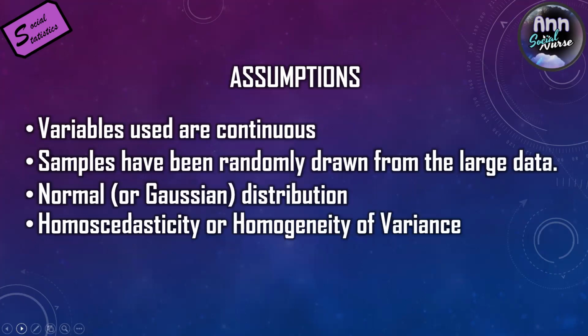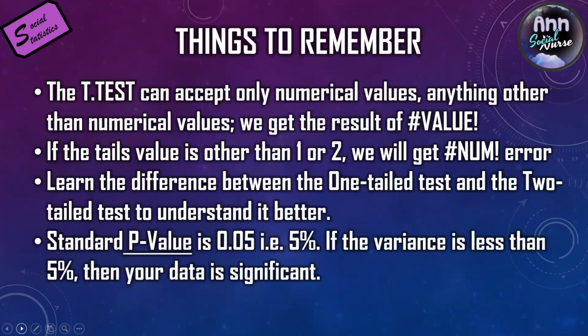Now, the assumptions, going back as a review again: the variables involved in the particular data set are continuous, and the samples have been randomly drawn from the large data. And there is normal distribution. In some books, it's referred to as Gaussian distribution. Homoscedasticity, or homogeneity of variance. Variance, you know, is computed as one of the measures of dispersion that makes use of the mean. This is very important here in t-test.